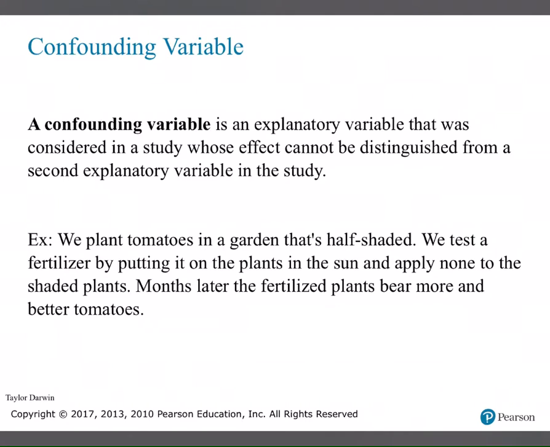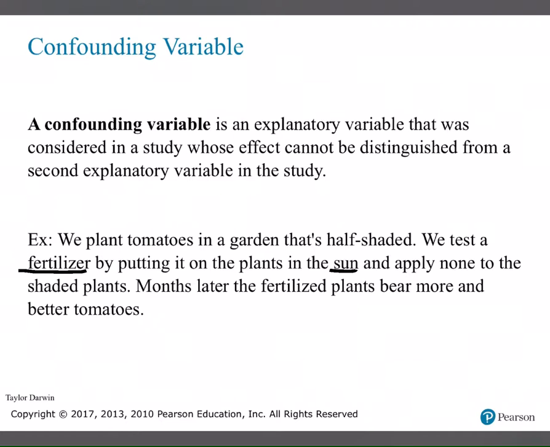While a confounding variable, like we talked about earlier, is an explanatory variable that was considered, but we don't know maybe what is actually causing it. Maybe we have a couple variables and we didn't do a very good job of conducting the experiment. So an example of this is we plant tomatoes in a garden that's half shaded. We test a fertilizer by putting it on the plants in the sun and applying none to the shaded plants. Months later, fertilized plants bear more and better tomatoes. Well, great, but is that because we fertilized it or because it was in the sun?